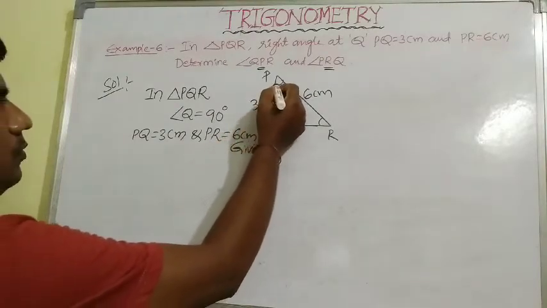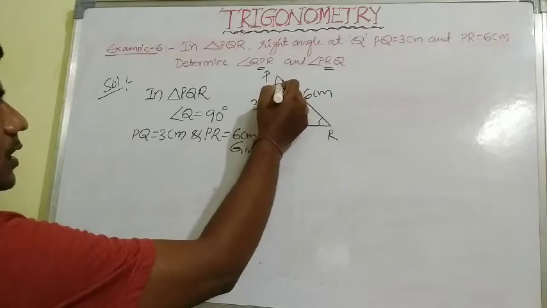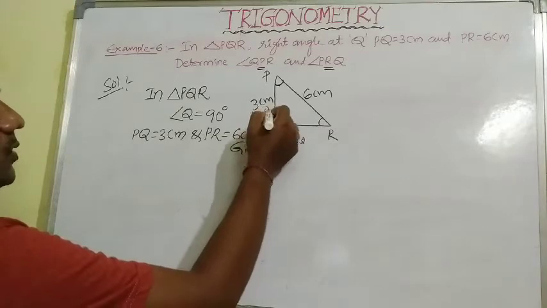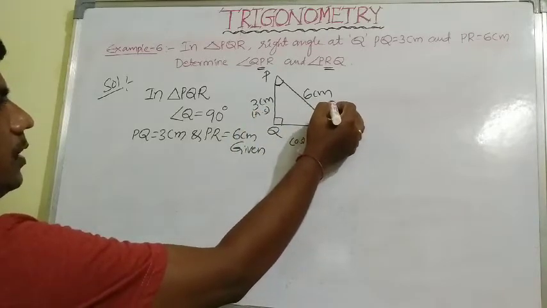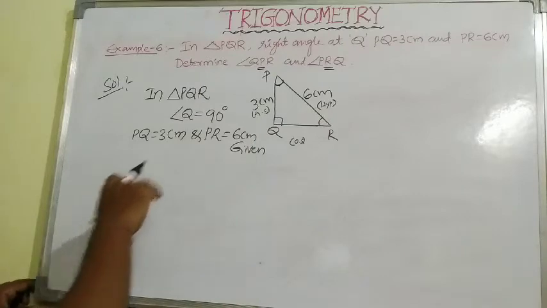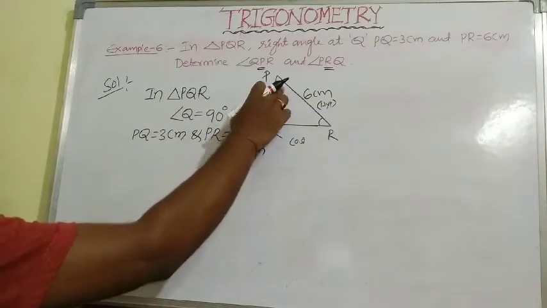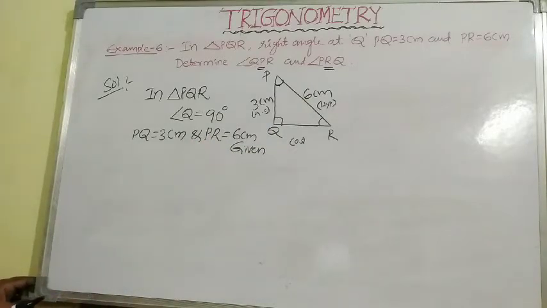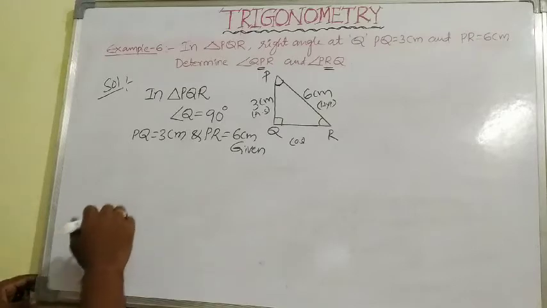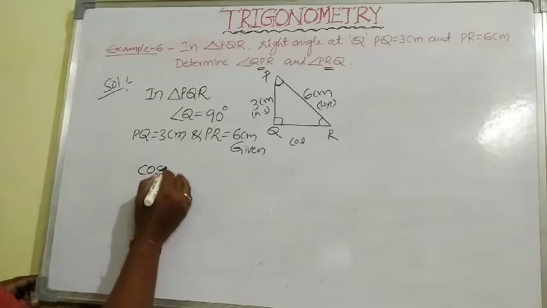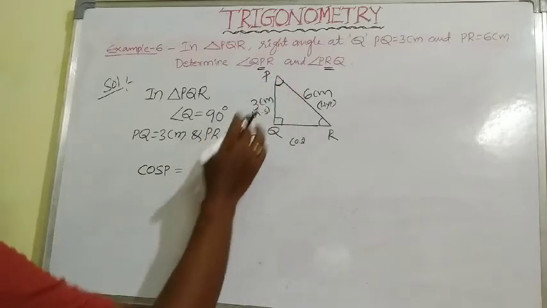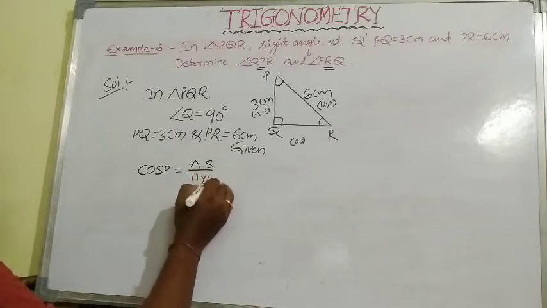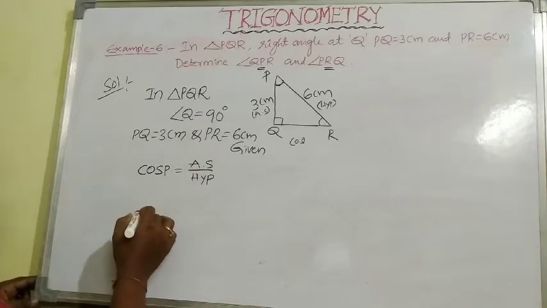So now first, if you want to find angle P, when you take this one as the angle, then this is the opposite side, this one is the adjacent side, and this one is the hypotenuse, opposite the 90 degrees. So we have to find angle P value. We know the adjacent side and the hypotenuse. The ratio between the adjacent side and the hypotenuse means cos. So cos P equals the ratio of adjacent side to hypotenuse.